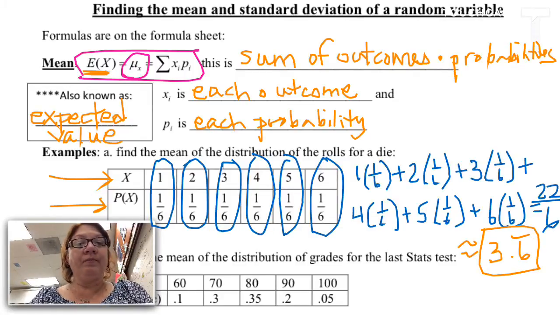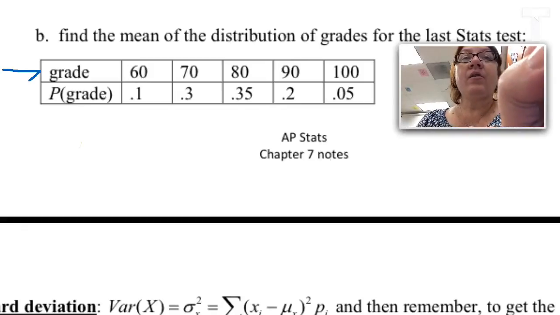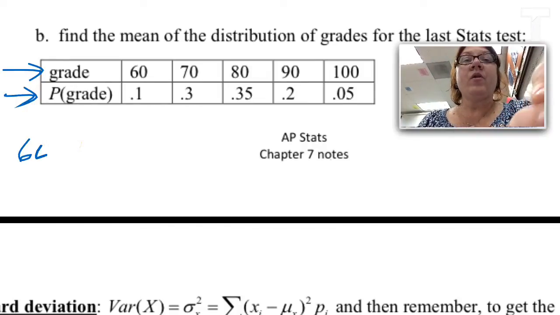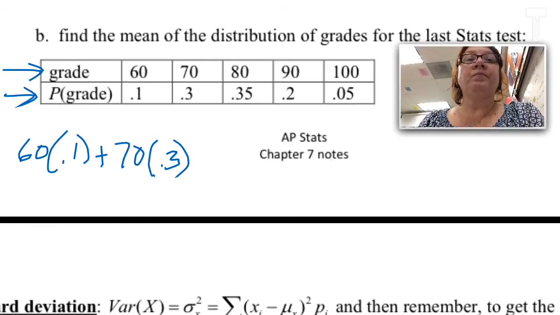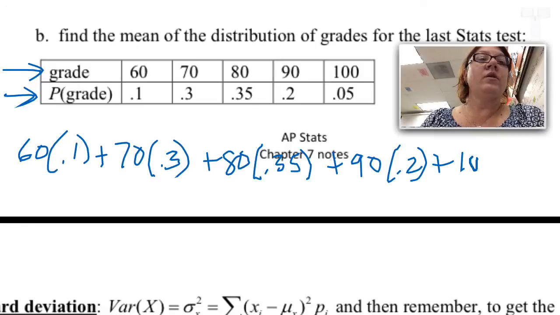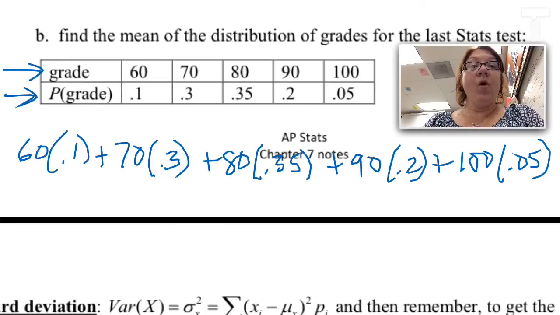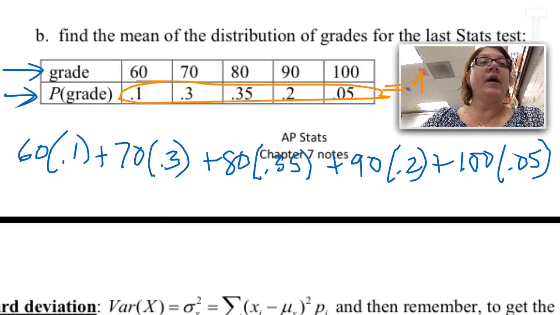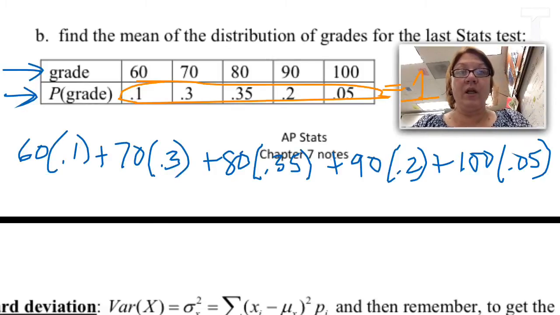So let's try another one. So on this one, the grades are my outcomes. Here's the probability, so I want to pair them up. So I'll be doing 60 times 0.1 and 70 times 0.3 and 80 times 0.35 and 90 times 0.2 and 100 times 0.05. By the way, always a good idea before I begin to double check and make sure that it is legitimate and that these all add up to 1. And there's nothing funky in there like a negative or something crazy, because remember, probabilities have to be between 0 and 1.